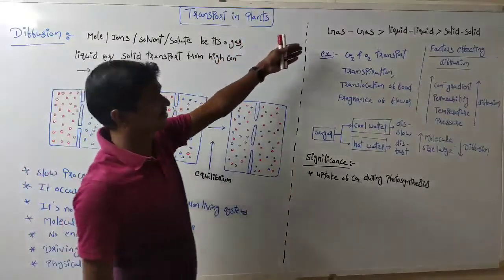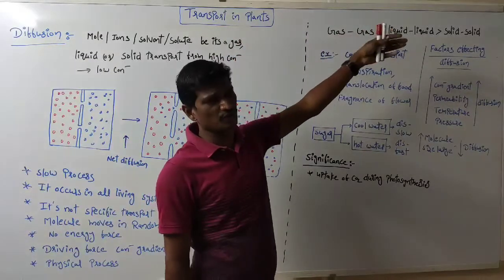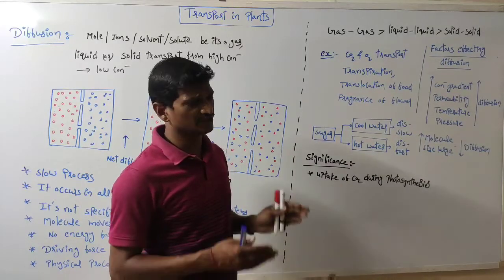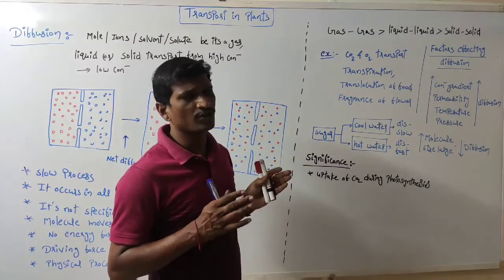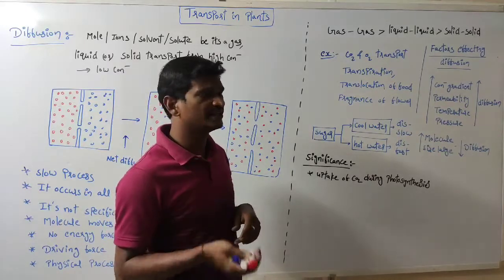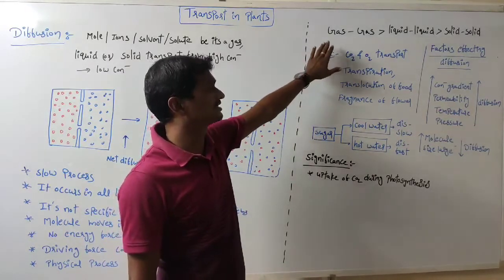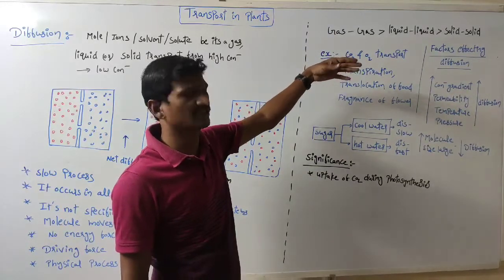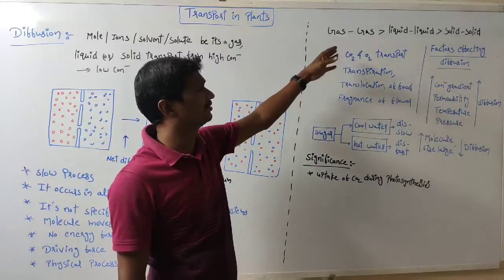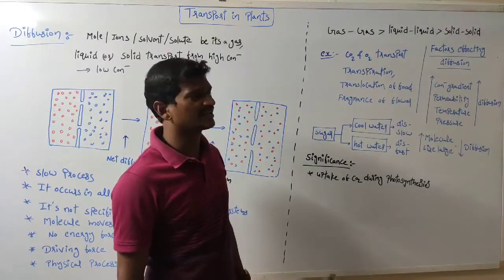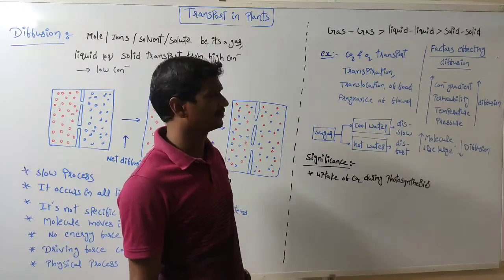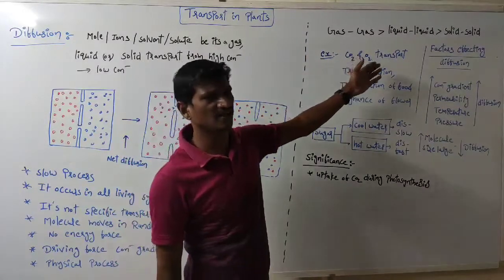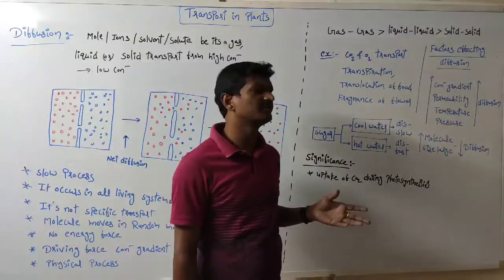See the best example: gas molecules are there, liquid molecules are there, solid molecules are there. In which case can we see a higher rate of diffusion? Between the gas and the gas, there is a high rate of diffusion compared with liquid and liquid, or solid and solid, right? Examples are carbon dioxide and oxygen transportation within our body and within every living organism.